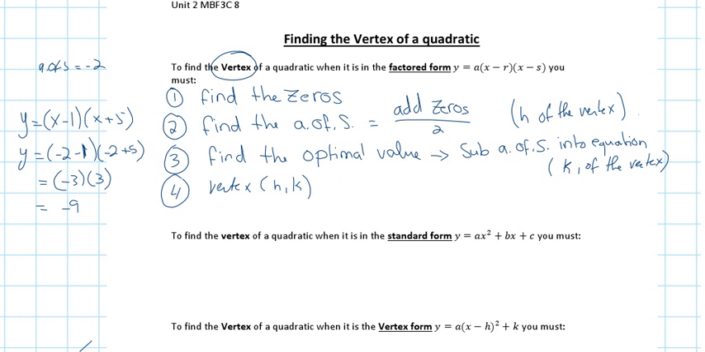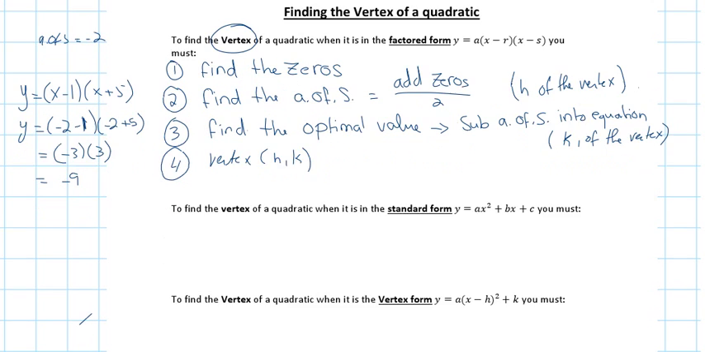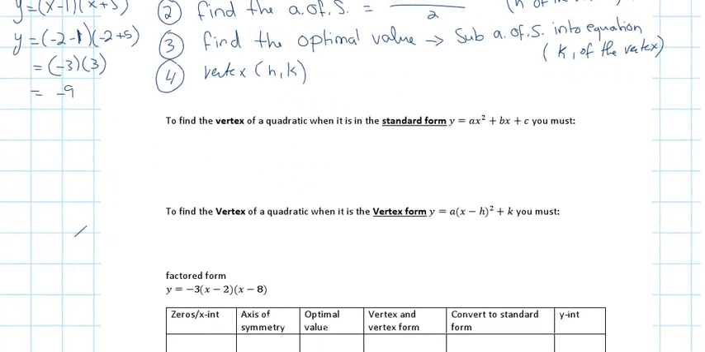When I factor, can I find the zeros? Can I find the axis of symmetry? Can I find the optimal value? Yes. So there's one extra process that I have to do, which is actually factor. So I have to factor the standard form, put it in the factored form, then you're going to do exactly the same steps as we're doing here. So if it's in standard form, the first step is to factor. Then you're going to follow the steps above.